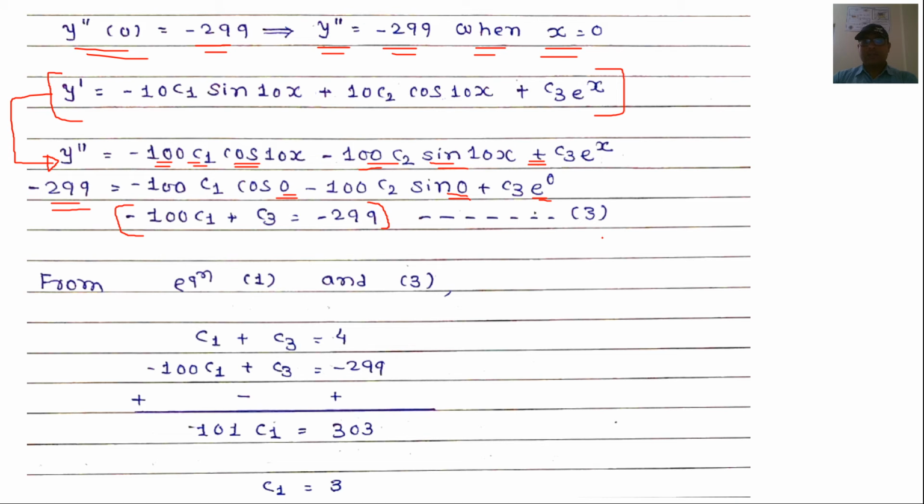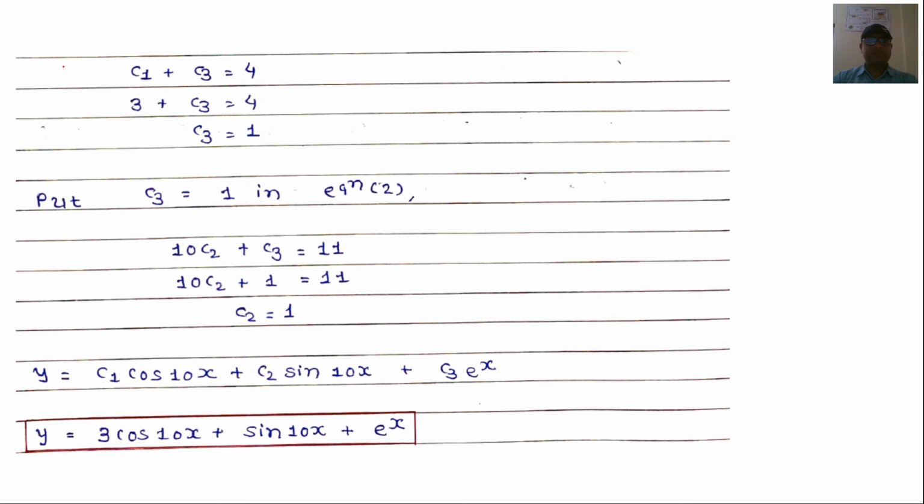And from equation number 1, we have C1 plus C3 is equal to 4. This is equation number 1. Now by solving equation number 1 and 3 by using the elimination method, you will get the answers of the arbitrary constants C1 and C3. So by solving this, you will get C1 is equal to 3 and C3 is equal to 1.